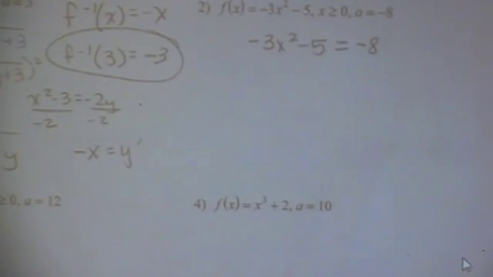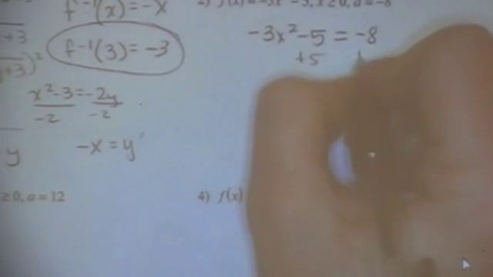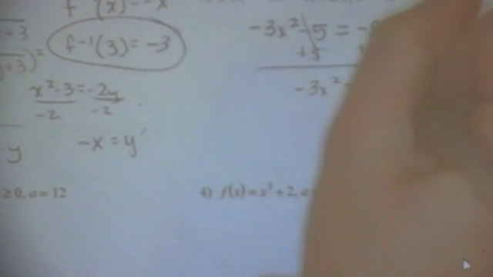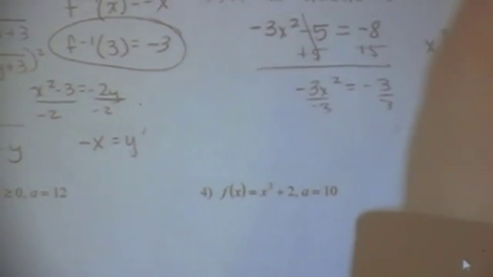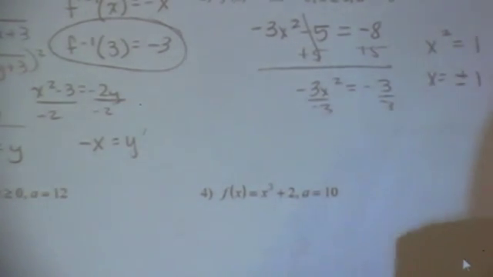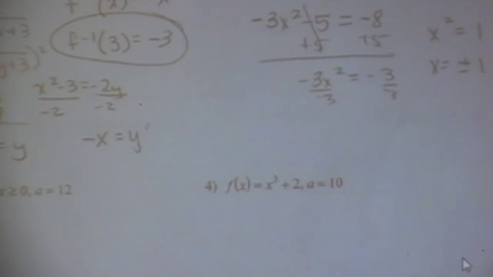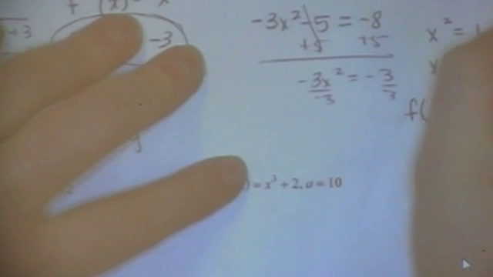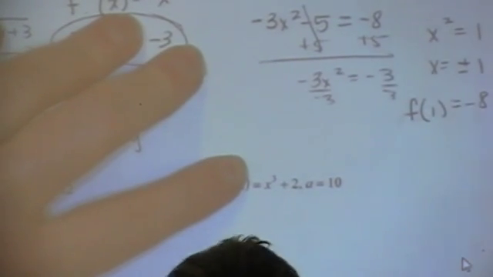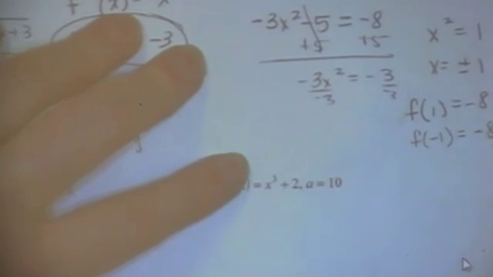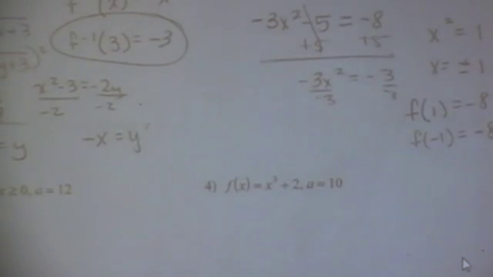Hold on, I'm going to solve this real fast. It's super easy to solve. I get negative 3x squared equals negative 3, so x squared equals 1, so x equals positive and negative 1, because you take the square root of both sides. What that means is in the original function, f of 1 equals negative 8, and so does f of negative 1, because there are two x values that both equal negative 8.